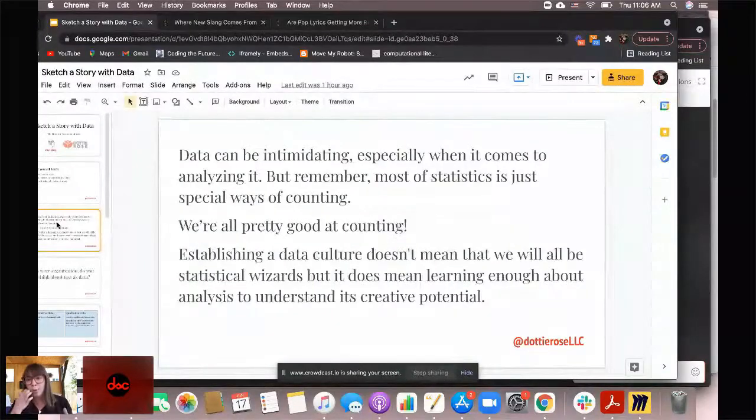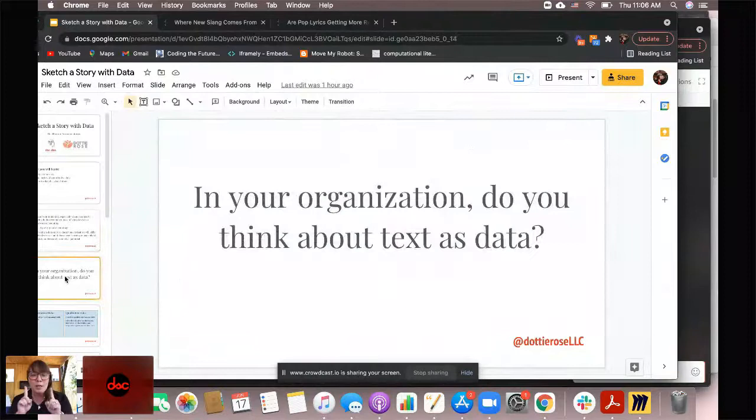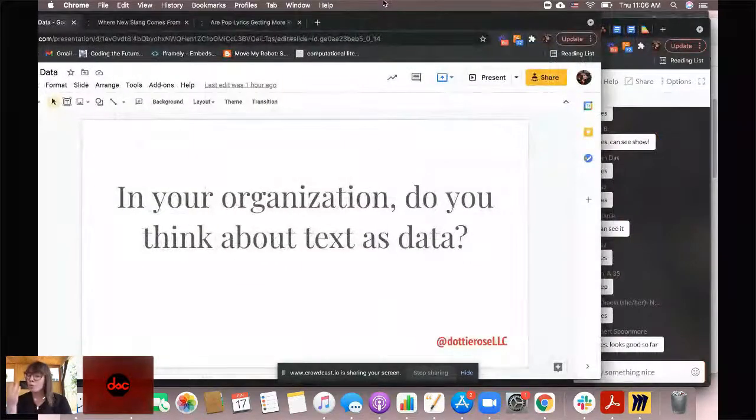Everything that we do around computer science, around technology is all data driven. You all likely see this purpose since you're here in the first ever data science presentation conference. So that piece, we can check that off our box. But what we're going to look at today is, in your organization, do you think about text as data? So I'm going to stop for just a second, and in the chat, maybe put in an answer. In your organization, do you think about text as data?